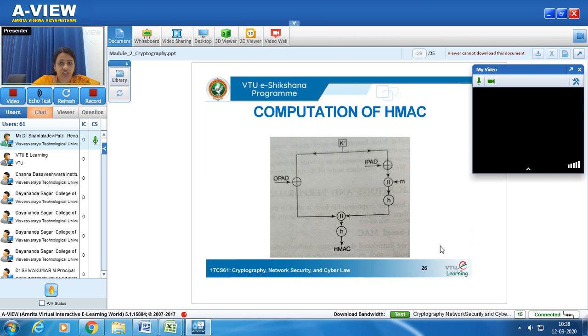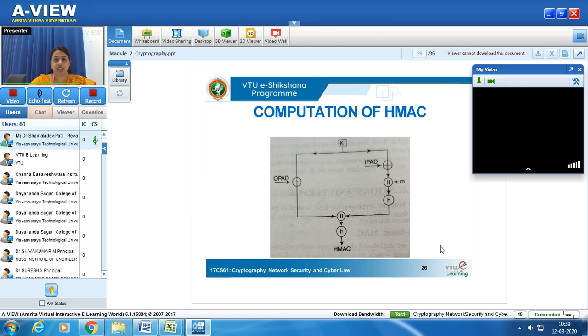Once this is XORed with the iPad value, we get an output which is again concatenated with the actual message, and then we perform hashing over this concatenated message. After this we need to wait for the other end to work. The same key is passed as input, which is XORed with the contents of OPAD, or which is padded with the key, and the output that is obtained is again concatenated with the output of the previous step. We perform a second hashing in order to get the HMAC.